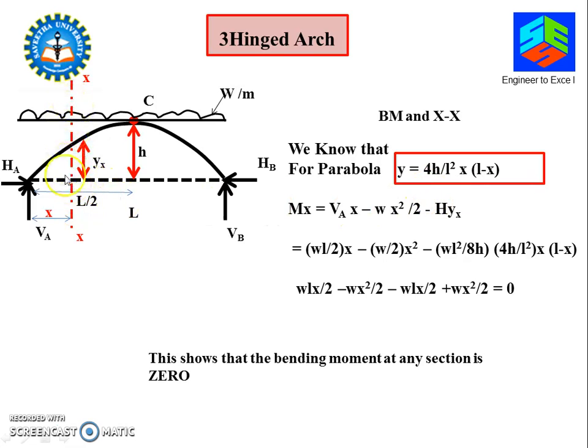Let us take the moment at the section X. So VA into X, it is clockwise, that's why positive, minus W into X by 2, minus H into Y. So it will give you like this. Substituting these values, you can see that the bending moment is 0.